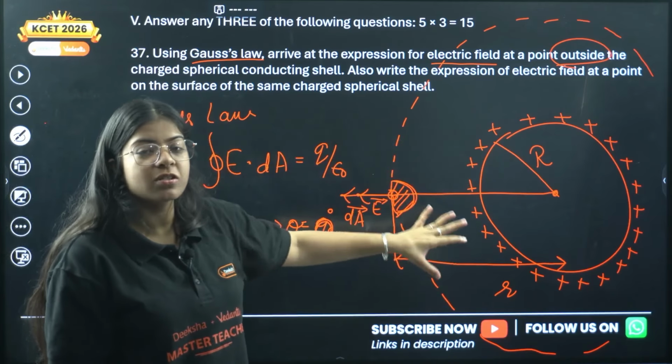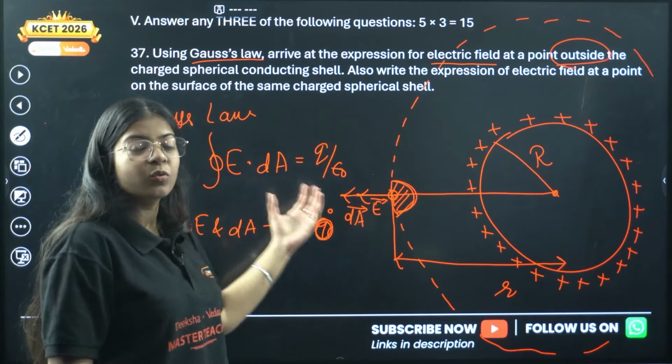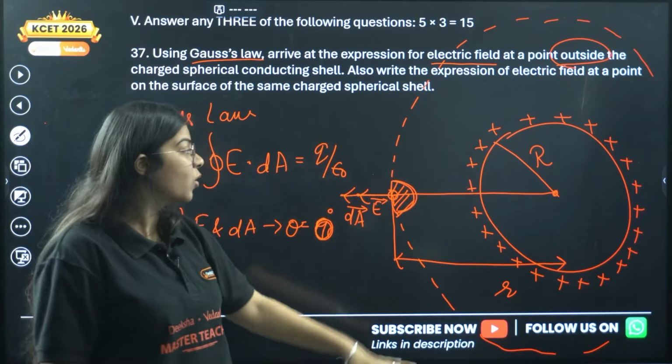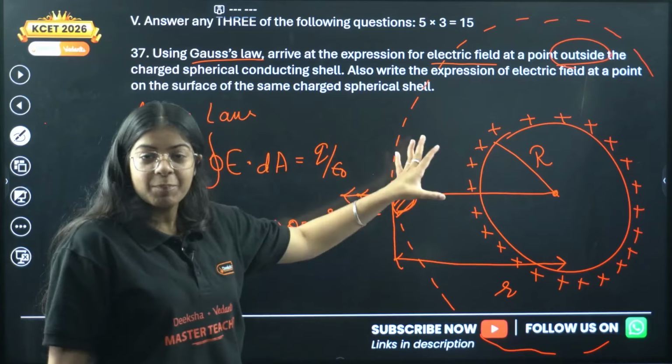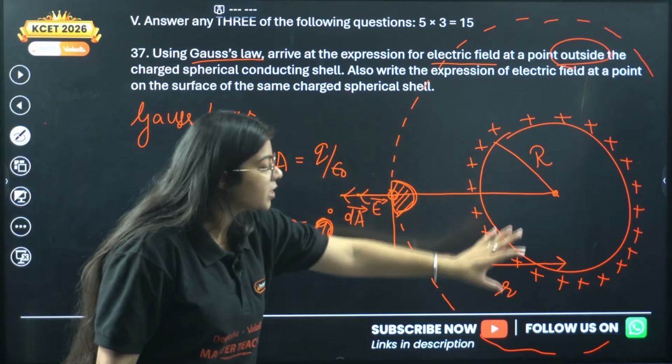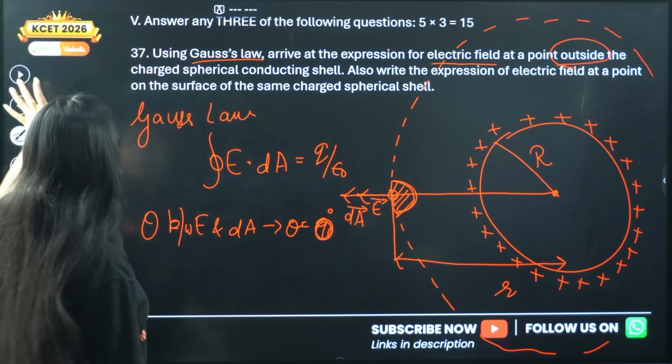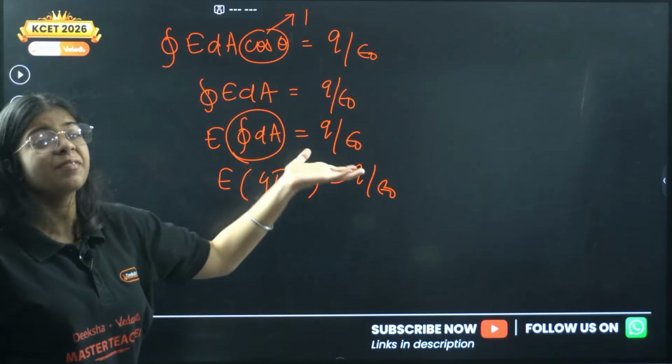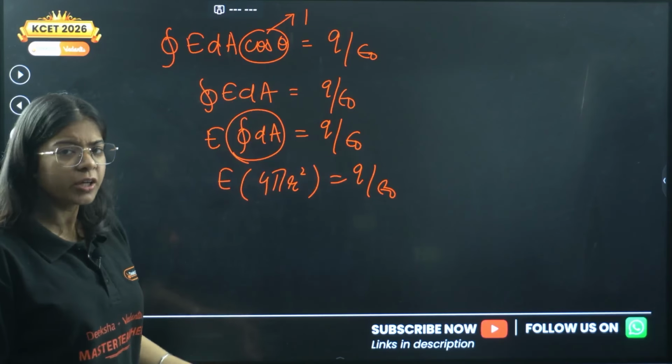Then we'll make a Gaussian surface, the area vector will be perpendicularly outwards, electric field will be perpendicularly outwards, and it's of radius capital R. The distance of this point from the center is small r. You have to write everything down, okay? Because this is a 5 marks question, the derivation is not that big.